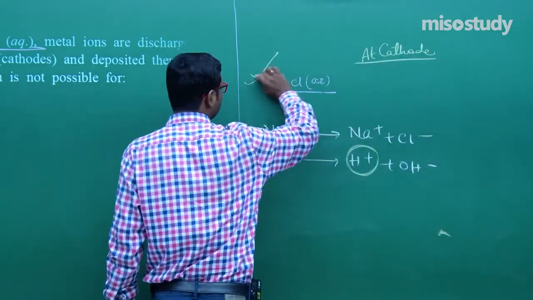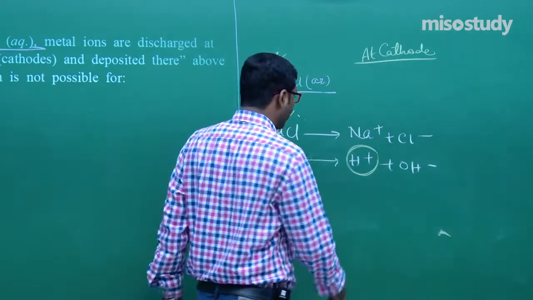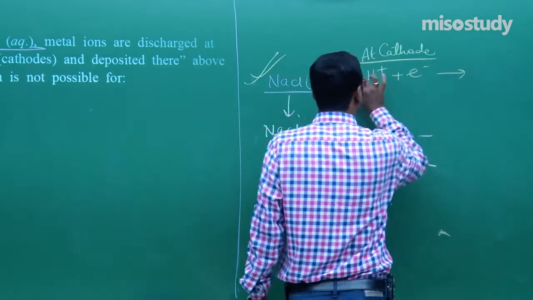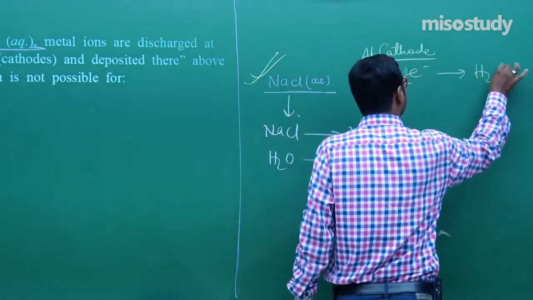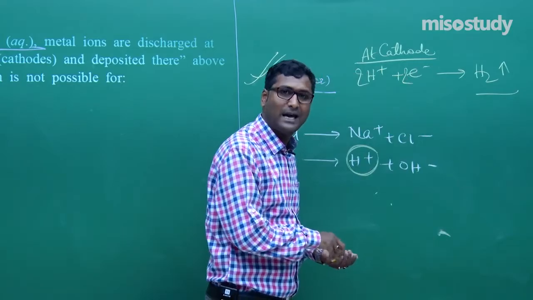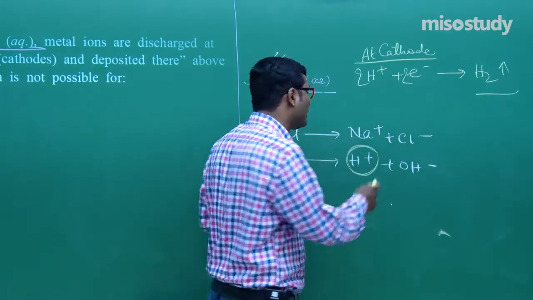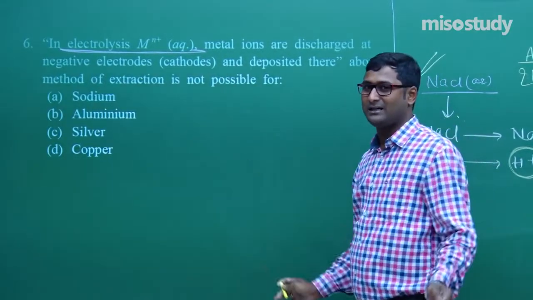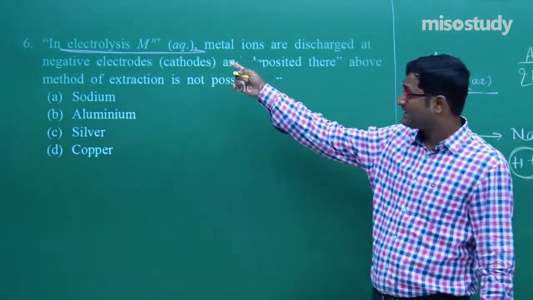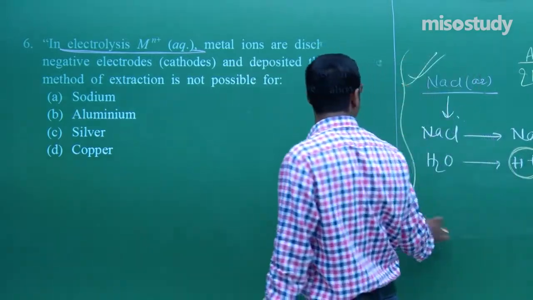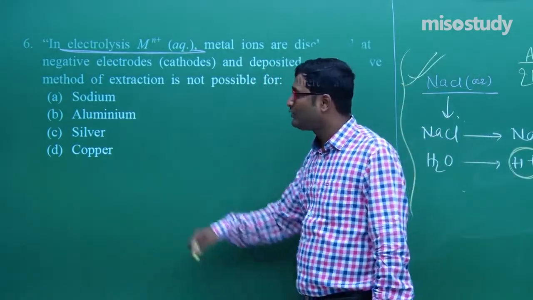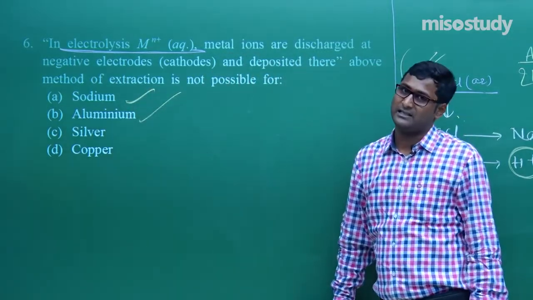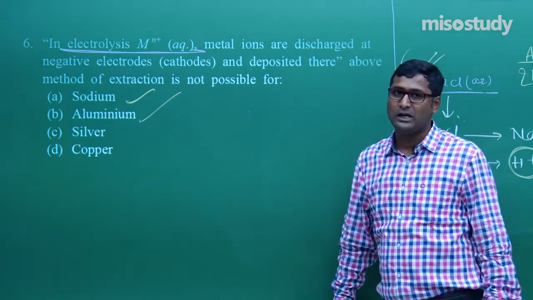I have discussed these things in electrochemistry also, so just review them. H+ takes an electron and forms H2. So at the cathode we get H2 gas, not Na. Clear? Remember this. Read the question carefully. We know the electrolysis method is suitable for highly reactive metals, but here an aqueous solution is given. Now you can easily observe: sodium is not possible to extract by this method. Similar is the case of aluminum also.